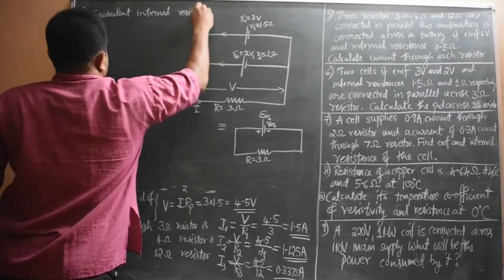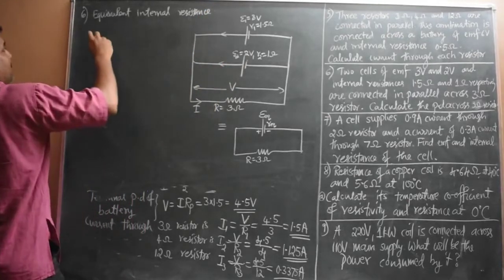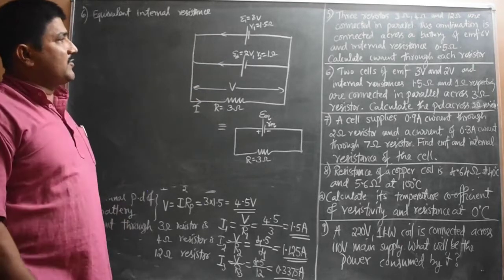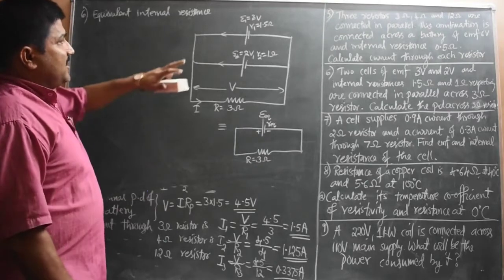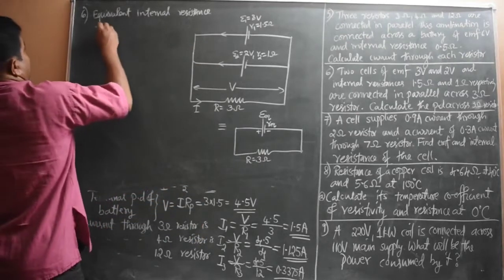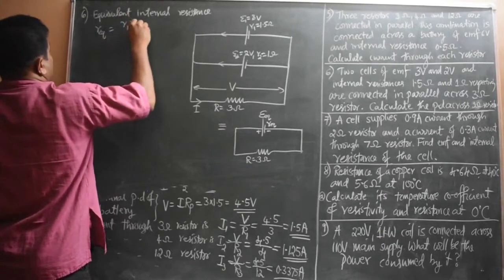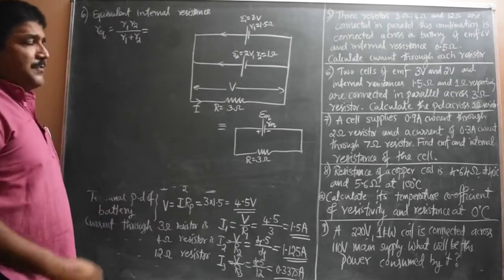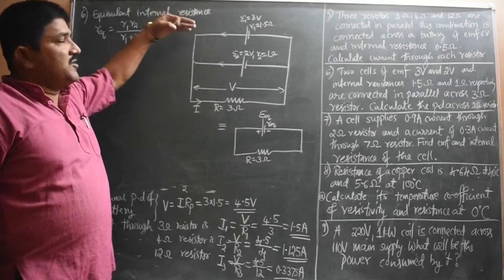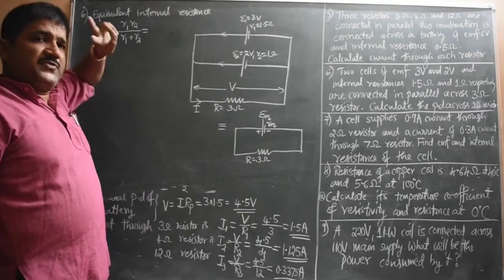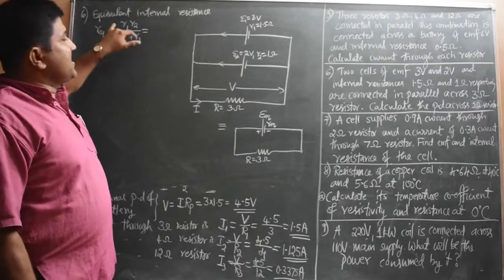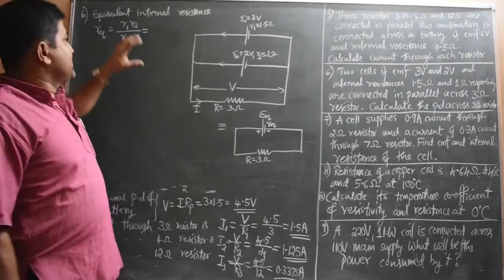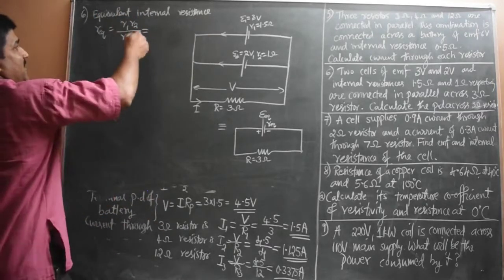Internal resistance is given by, actually for n cells, 1 by r EQ is 1 by r1 plus 1 by r2 plus 1 by r3 etc. If there are only two cells, then we can directly write r EQ is r1 r2 divided by r1 plus r2. This is very simple, like two resistors in parallel also. If two resistors with resistance values R1 and R2 are connected in parallel, the effective resistance is R1 into R2 divided by R1 plus R2. We will take capital R1 and capital R2 for external resistances. This is for internal resistance of the cells, so small letters are used.